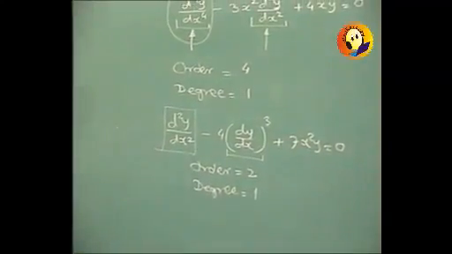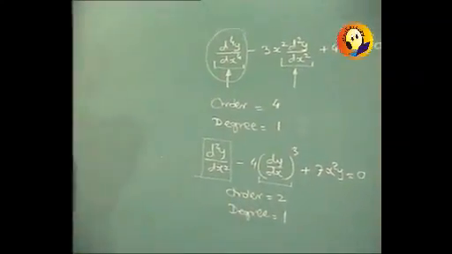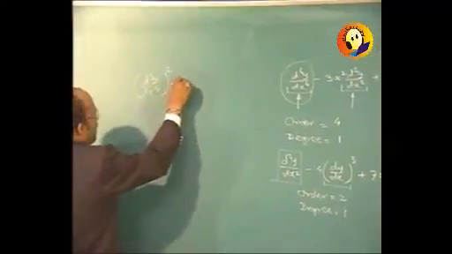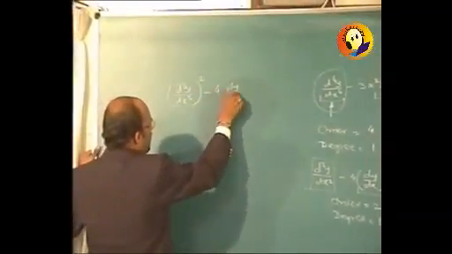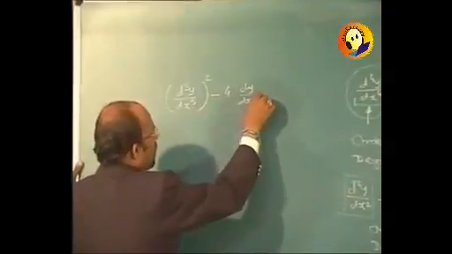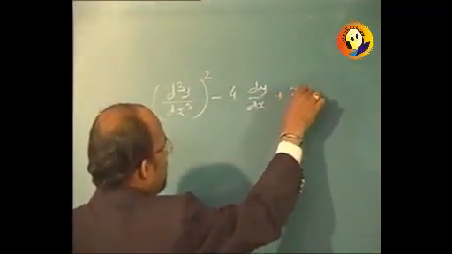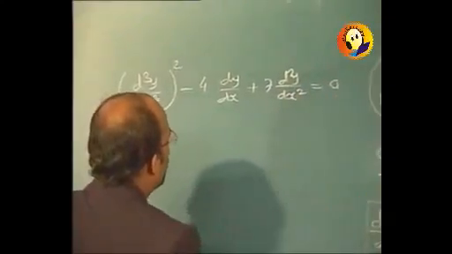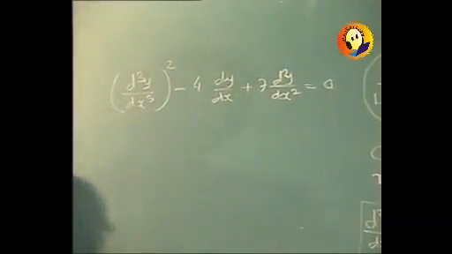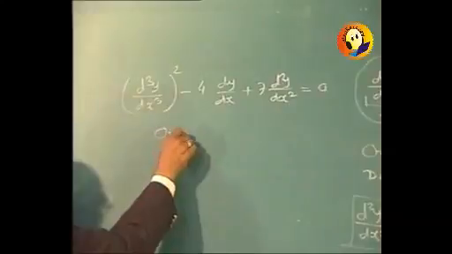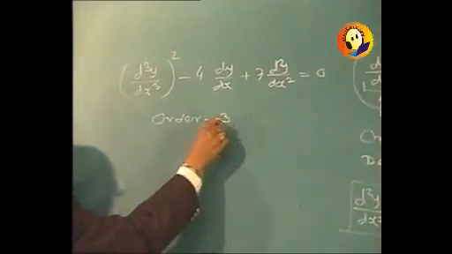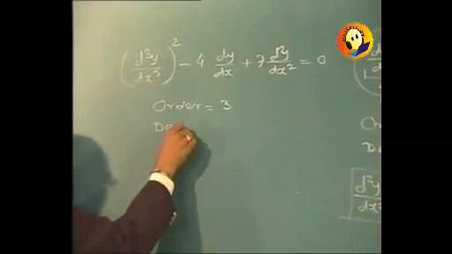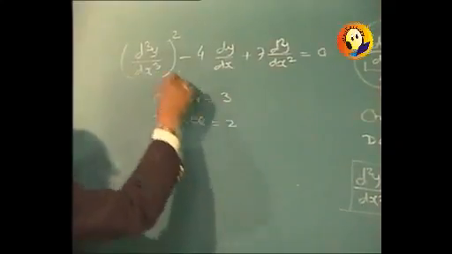In case of (d³y/dx³)² minus 4 dy/dx plus 7 d²y/dx² equal to 0. In this case, the order of the differential equation is 3 and the degree of the differential equation is 2.